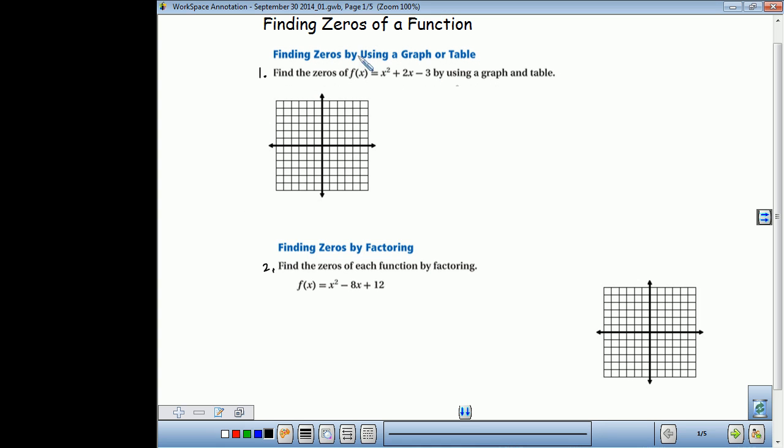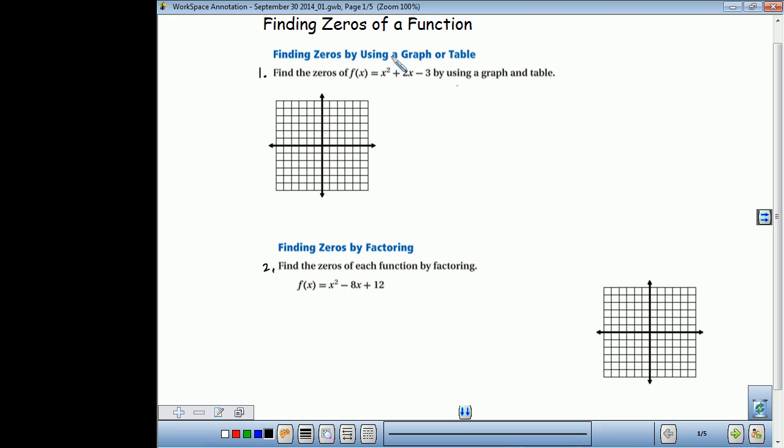All right. Today we're going to do some of the application of why we bothered to learn factoring. You're going to be using factoring as long as you're in math. So, today we're going to look at finding zeros of a function. And what does a zero of a function mean? It is going to be the x-intercept because that's where the value of the function is zero.